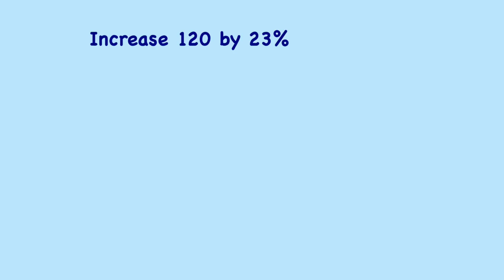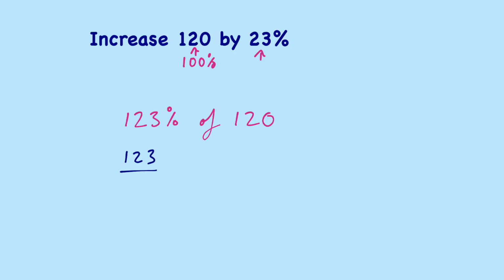So my answer will include my original 100%, and then I will add 23% on. So the way we can look at this question is we can find 123% of 120. 123% means 123 out of 100. Of means times. Therefore, we can put into the calculator 123 divided by 100 multiplied by 120.